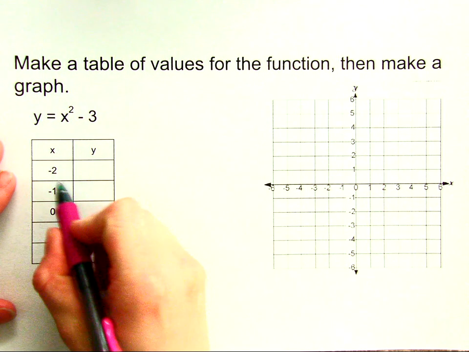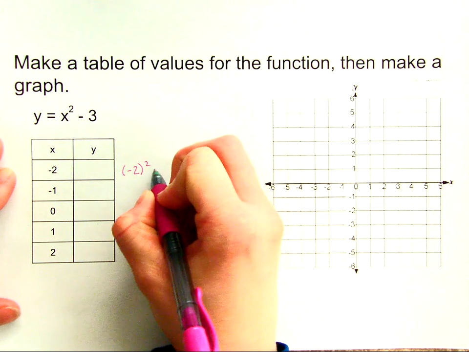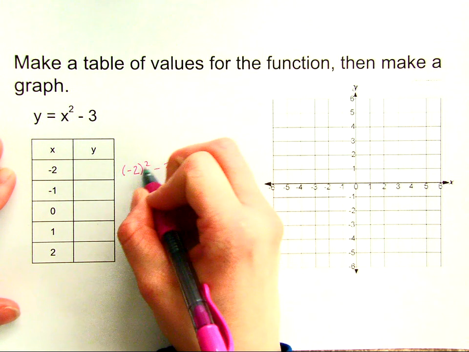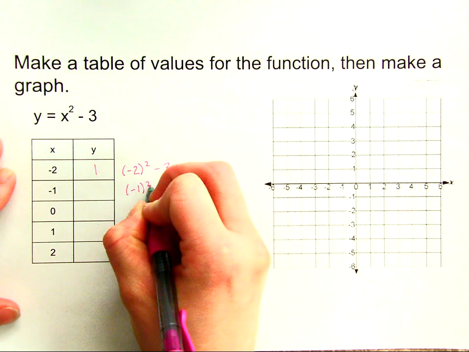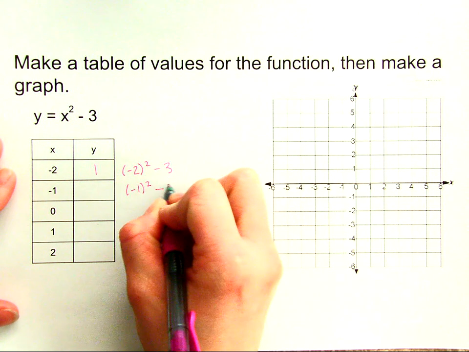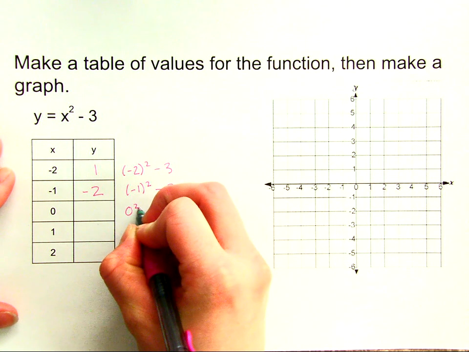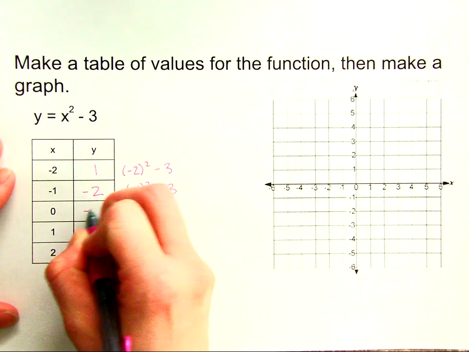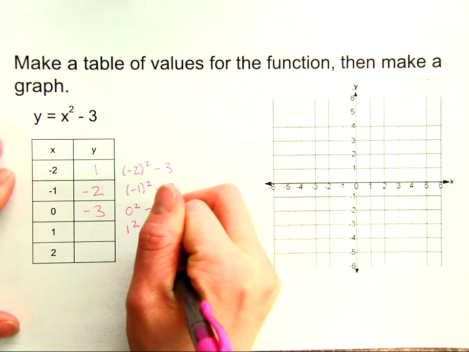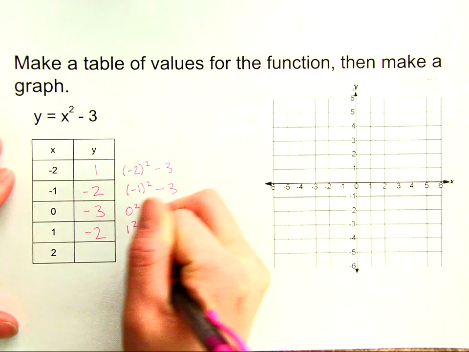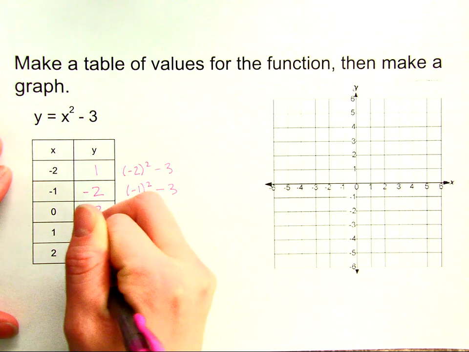Okay, so again, remember we got to watch those parentheses with the negatives when we're squaring. So this is 4 subtract 3, which is 1. Negative 1 squared is 1 subtract 3, which is negative 2. 0 squared is 0. Subtract 3 gives me negative 3. 1 squared is 1. Subtract 3, which is negative 2. 2 squared is 4. Subtract 3, which is 1.